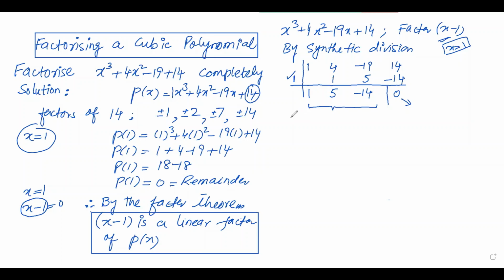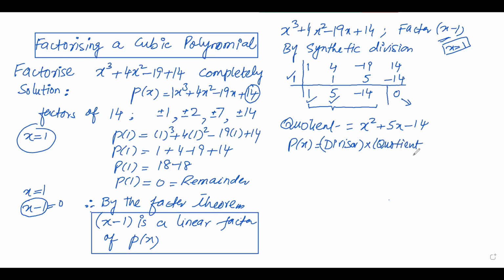So what is the quotient? You can say the quotient when you're dividing the two is equal to 1x squared plus 5x minus 14. So this is the quotient. Using the identity that dividend is equal to divisor multiplied by the quotient plus remainder, which is 0. You don't need to write the remainder.